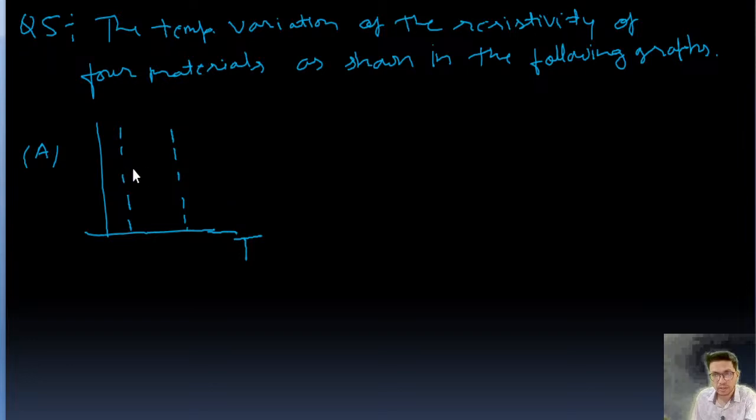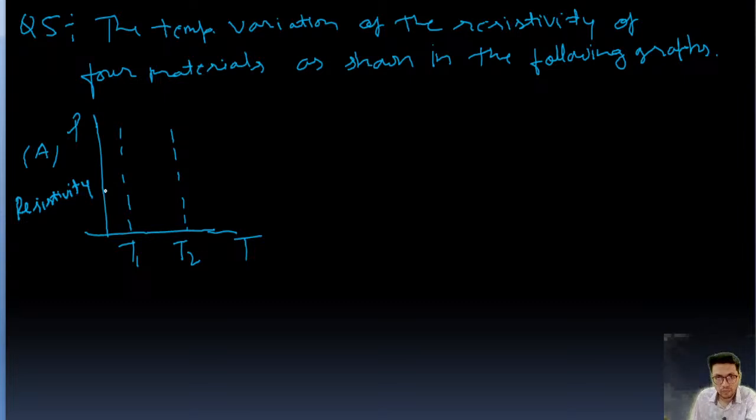This is temperature and this is resistivity, guys. Resistivity of the material, rho, and this is temperature T1 and this is temperature T2. This is a graph of the material between resistivity and temperature, and this graph is like this.